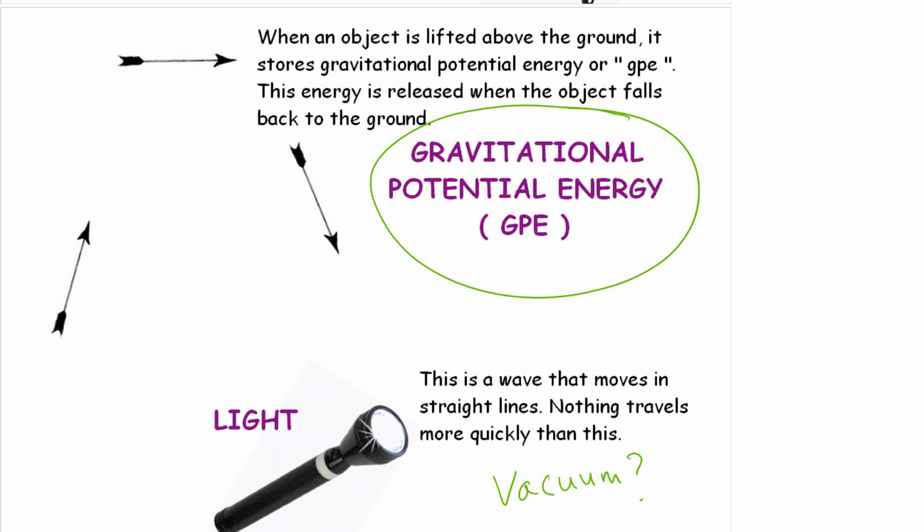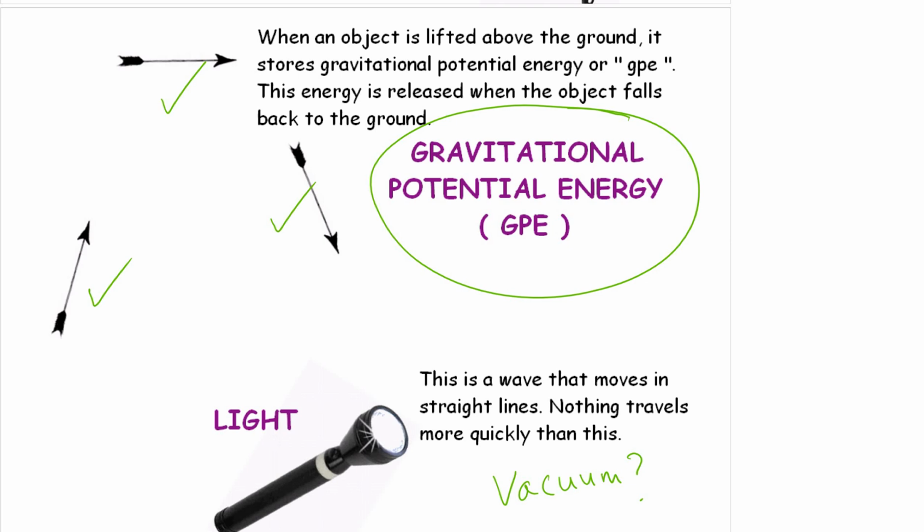GPE, gravitational potential energy. When an object is lifted above the ground, it stores more gravitational potential energy. Just like this arrow. This arrow starts here. It then increases in its GPE before it starts to fall back down again towards Earth.